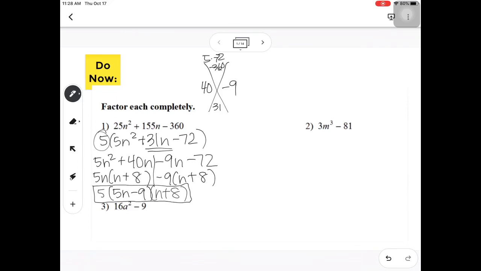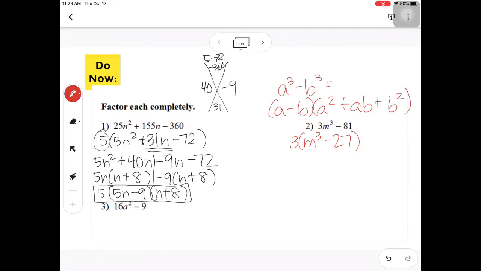These next 2 are both some of your special patterns that we talked about. On number 2, I can GCF factor out a 3 first, and this will be m cubed minus 27, which makes it my difference of cubes pattern. So I'm going to write that out here for you in case you forgot it. This is one you will have to memorize for your test, so make sure that you're thinking about that.